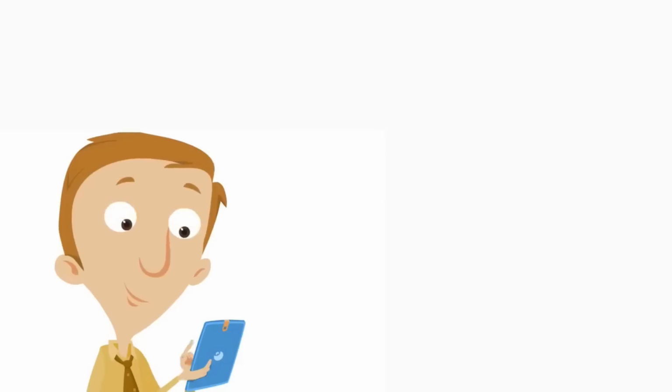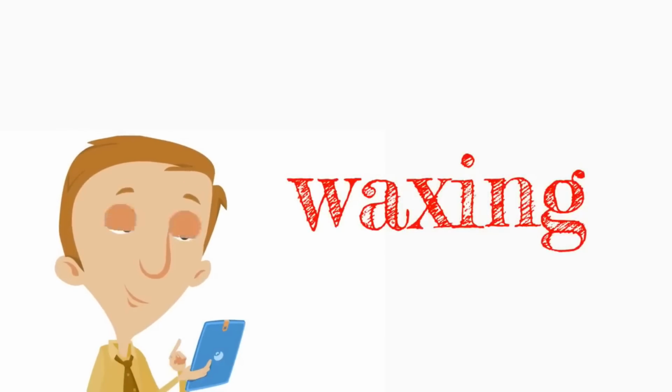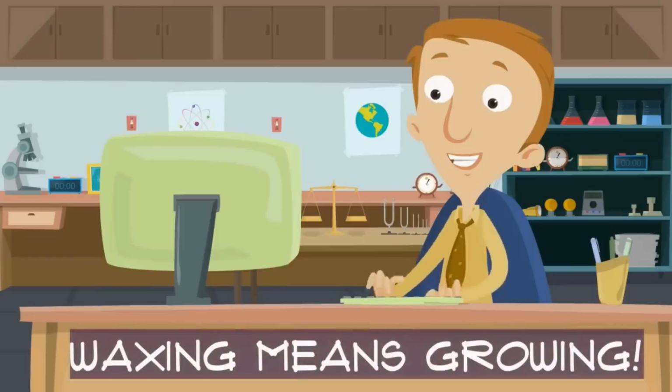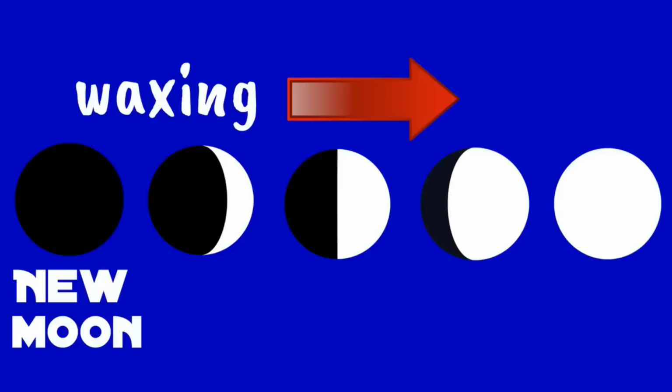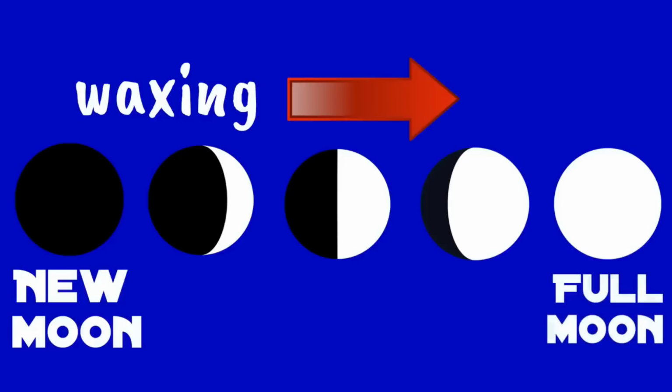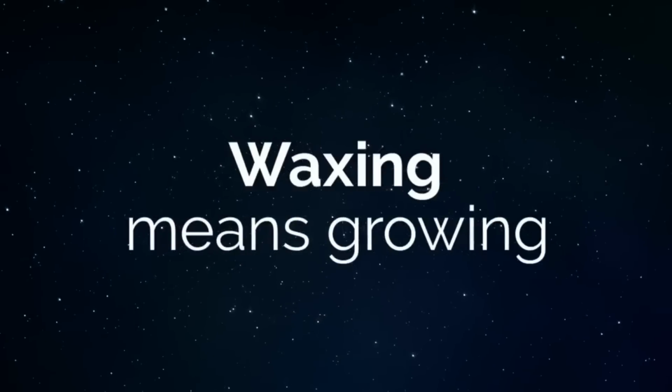That's pretty interesting. Now, after a new moon, the moon starts waxing. What? Yeah, waxing. What is that supposed to mean? Well, waxing means growing. When the moon is waxing, it is getting bigger. Notice the moon begins waxing after a new moon and grows until it becomes a full moon. After a new moon, the moon continues waxing until it becomes a full moon. Just remember, waxing means growing.